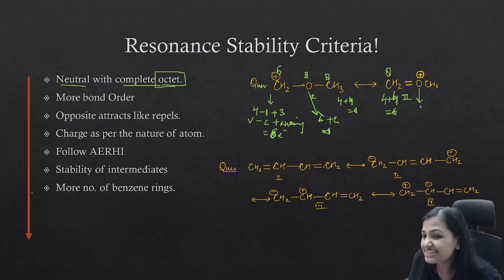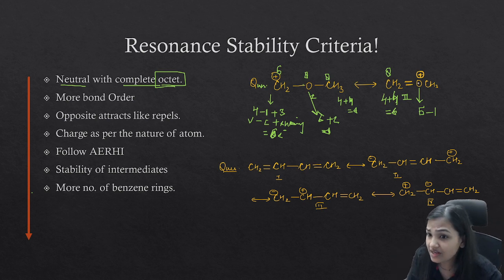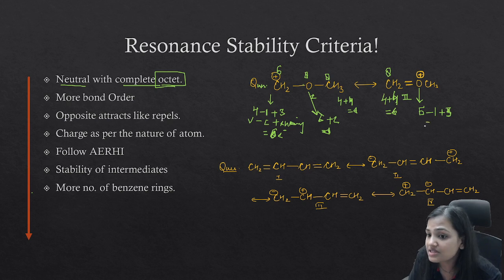Guys, you know oxygen has 6 valence shell electrons, and because of this positive charge you have to do minus 1. There will be a subtraction of 1 electron, a loss of 1 electron. Now this oxygen is forming one bond with carbon and a double bond. How many bonds are forming? 1, 2, 3. 3 bonds are forming. So 6 minus 1 is 5, 5 plus 3 means it is 8. So I just calculated the octet, and the octet of this oxygen is complete.